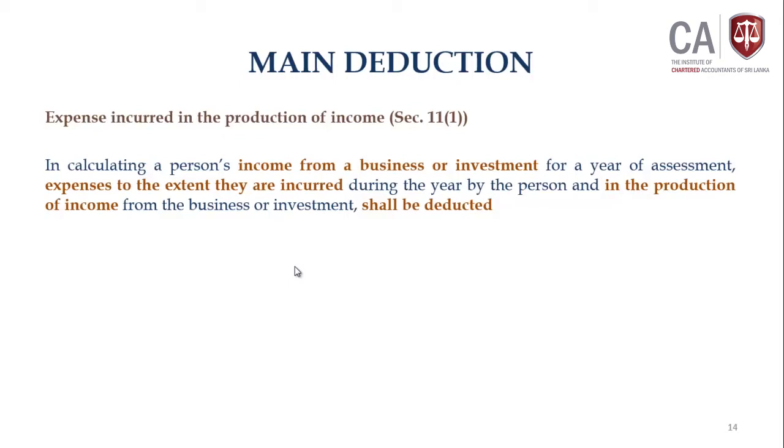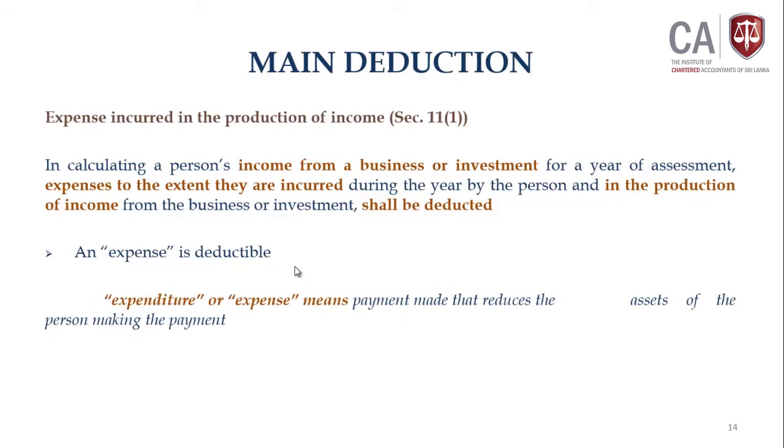So, according to my analysis, there are three conditions to be satisfied to claim a deduction under this particular section. One is, what is allowable is an expense. If we compare this with the previous act, where the general rule says all expenses and outgoings are allowable, here the outgoing is not there. All expenses could be deductible.